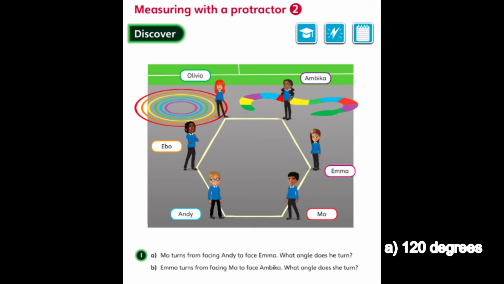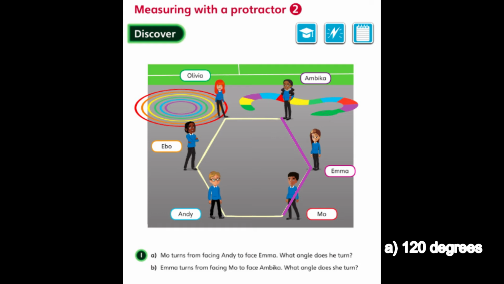Let's try the B question now. It says Emma turns from facing Mo to facing Ambika. What angle does she turn? All right, so let's spot Emma. And she turns from facing Mo. So at first she was facing Mo. So let's draw that line. And then she turns to face Ambika. Okay, so she's going to turn all the way around so that she's facing Ambika. So I'm going to draw a line from Emma to Ambika. So now I can see that angle that she's turned, and it is also an obtuse angle.